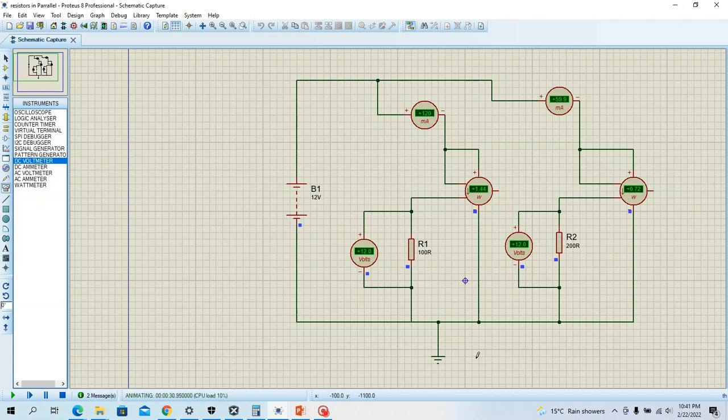So this is all about resistors in parallel.